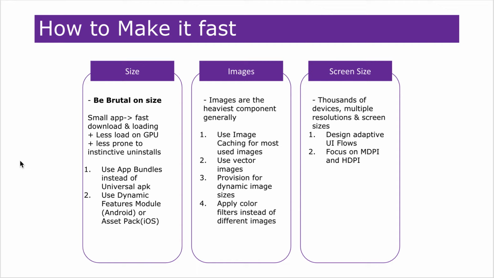Second, you can always use vector images. Again, they are lighter in terms of size as compared to full resolution images. You can always provision for dynamic image sizing, and that is relevant when you are trying to build for different networks and different device sizes. And then you can try and use filters instead of having an image for different types, so you can use color filters. So these are particularly important points which can help you optimize image size and image use in your app.